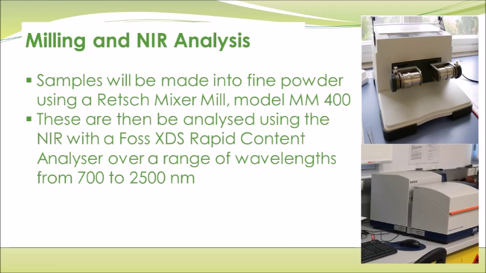For the third objective of this study, to get the reading from the NIR machine, the sample first needs to be made into fine powder using a mill. Each sample will be placed in the cups and milled for 2 minutes at a frequency of 30 Hz per minute. These samples will then be analyzed using the NIR with a FOSS XGS rapid content analyzer over a range of wavelengths from 700 to 2500 nanometer. This spectra will be analyzed by free software named R using required packages.